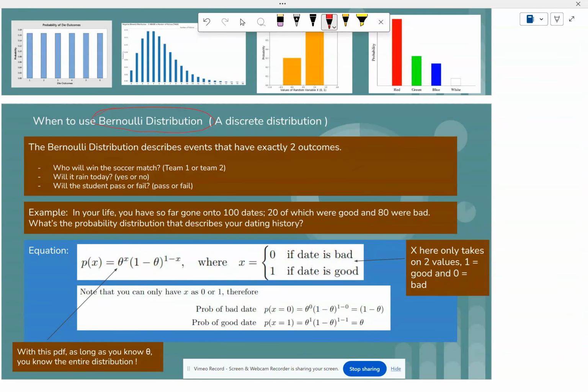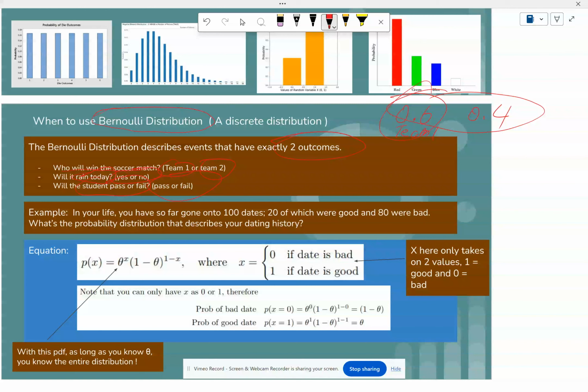In a Bernoulli distribution, you only have two potential outcomes. Yes or no: who's going to win the soccer match, team one or team two? Is it going to rain today? Will the student pass or fail? In all these cases, there are just two possible outcomes, and each one has a probability. If the probability of team one winning is 0.6, then team two must be 0.4, because the whole probability has to add up to 100%.